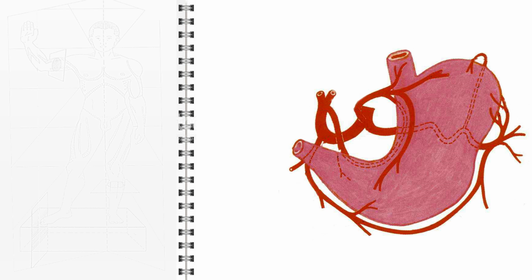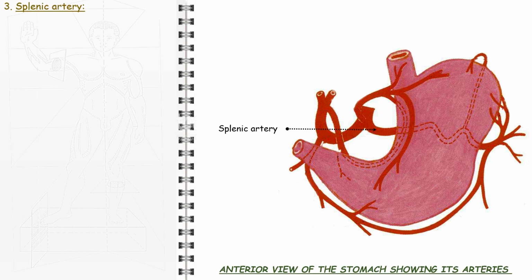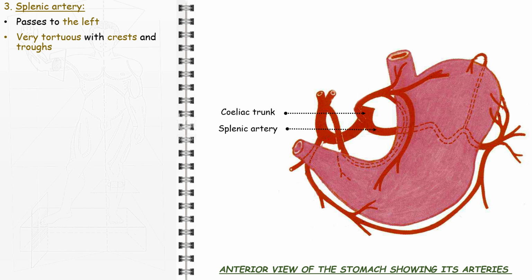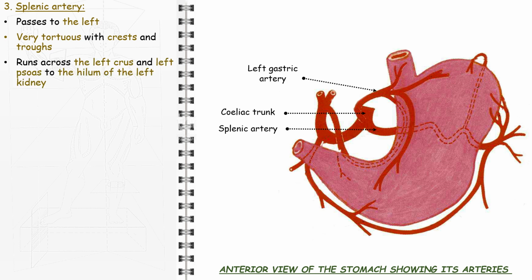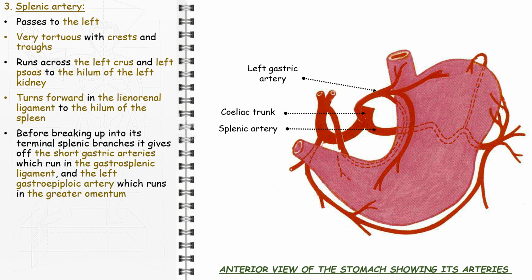The splenic artery passes to the left and is very tortuous with crests and troughs. It runs across the left crus and left psoas to the hilum of the left kidney. It then turns forward in the lienorenal ligament to the hilum of the spleen. Before breaking up into its terminal splenic branches, it gives off the short gastric arteries, which run in the gastrosplenic ligament, and the left gastroepiploic artery, which runs in the greater omentum.